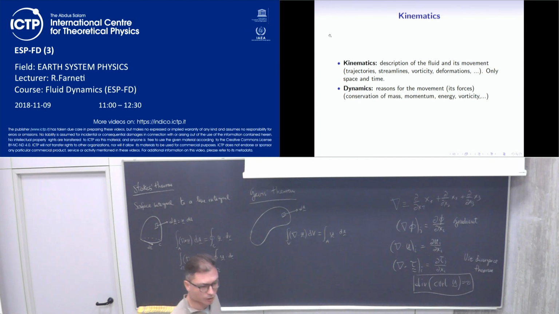Okay? Dynamics then will study the forces acting on the fluid. And we're going to write down all the equations of motion. So on one side you'll have the kinematics, and on the other side you'll have the forces acting on the particle of fluid.